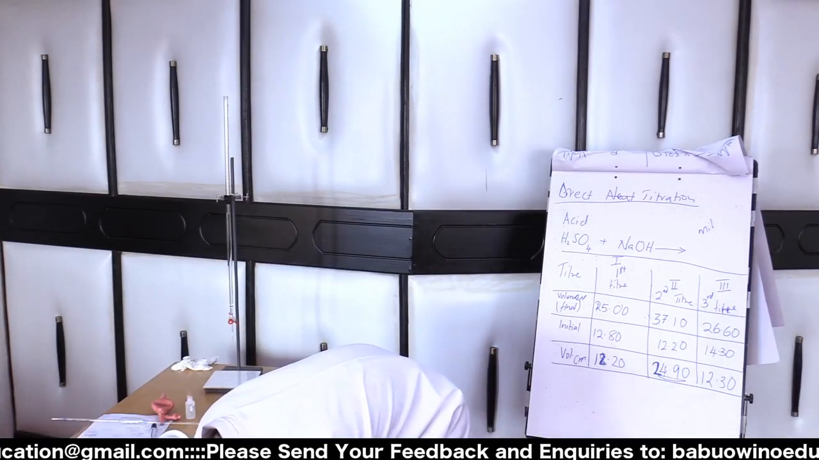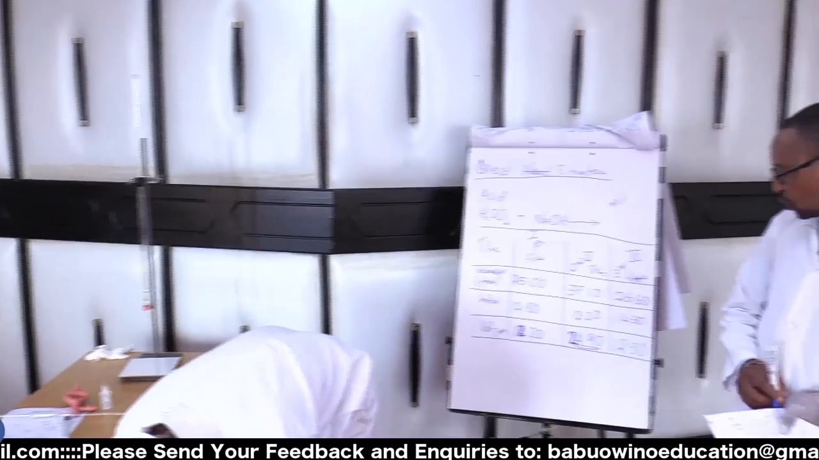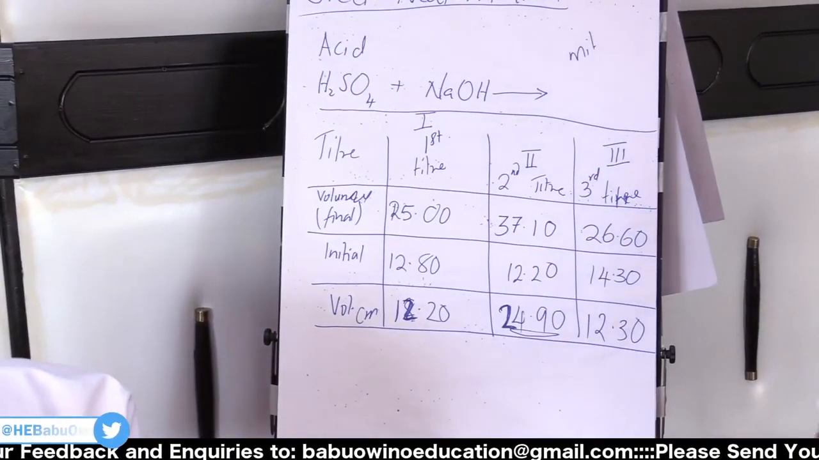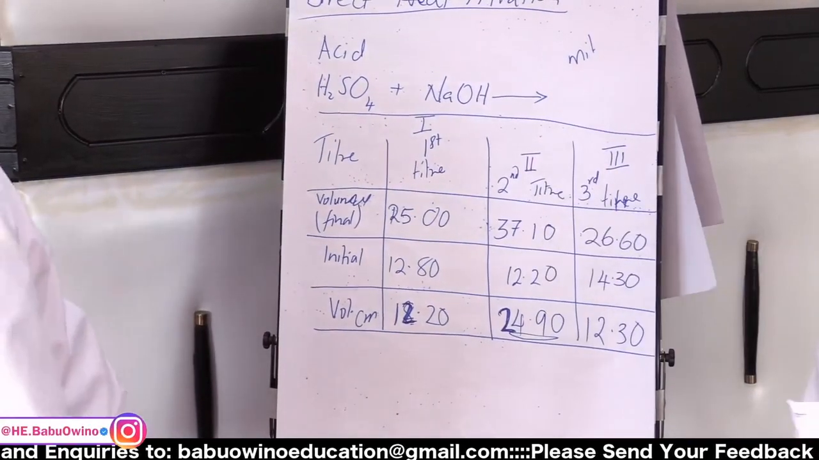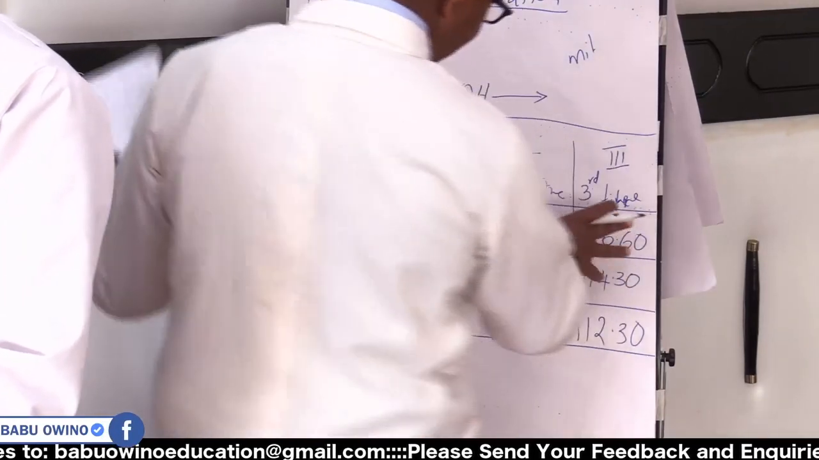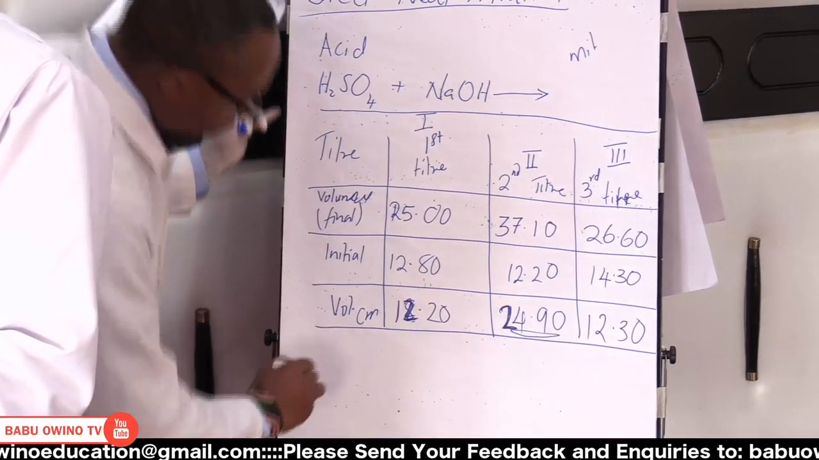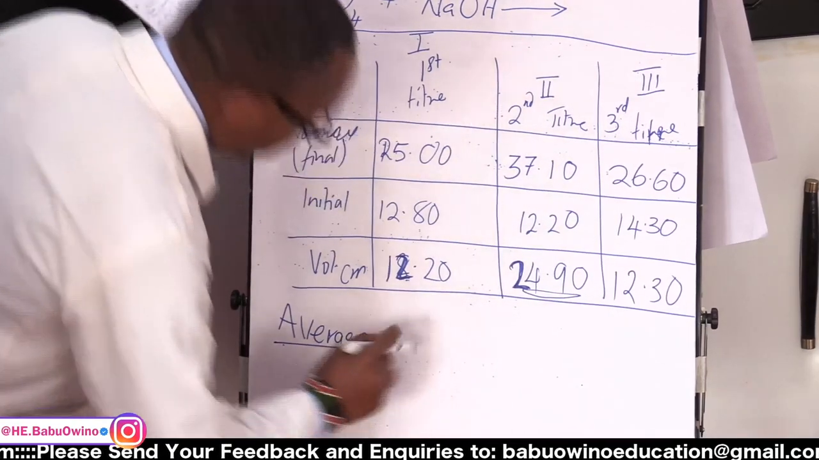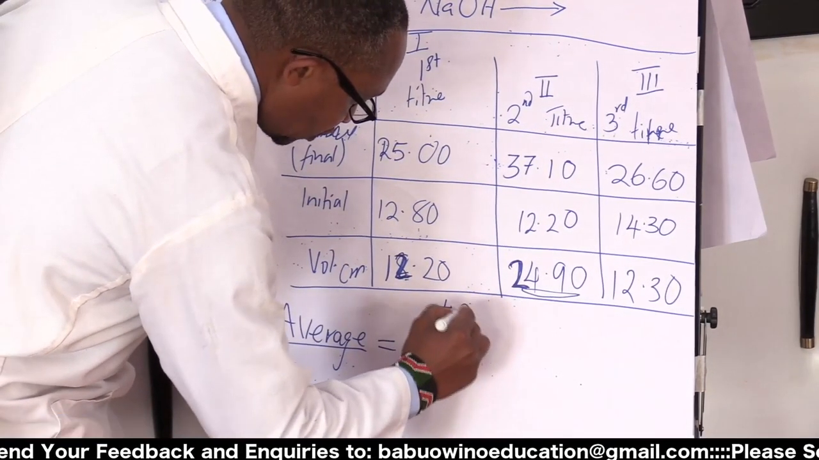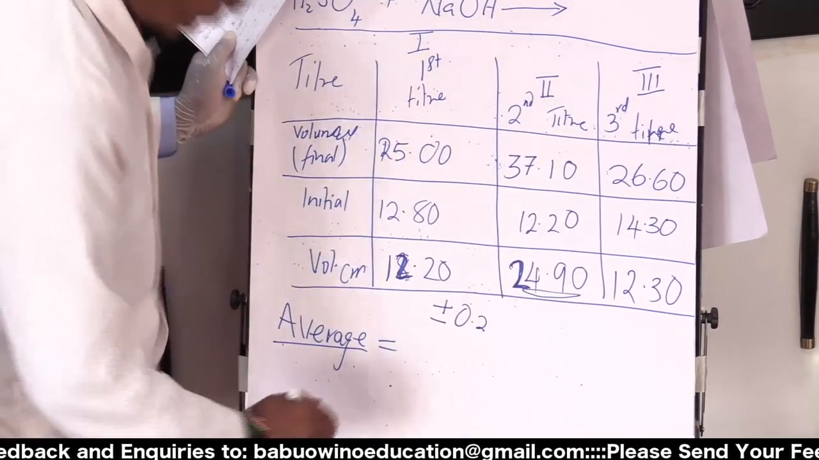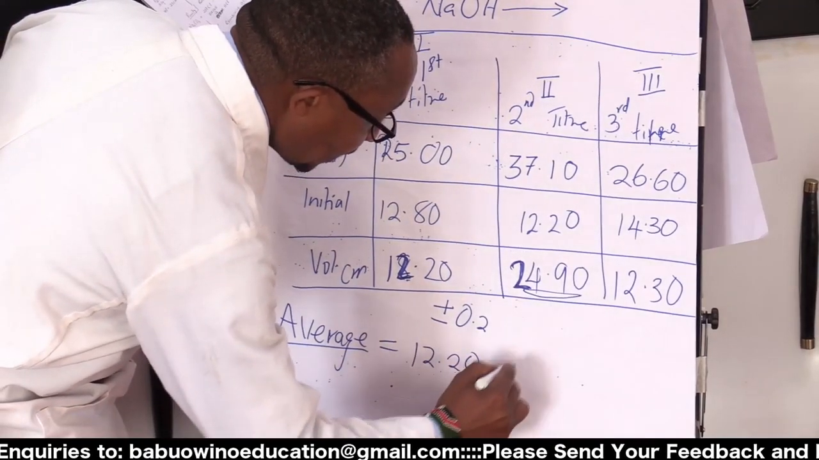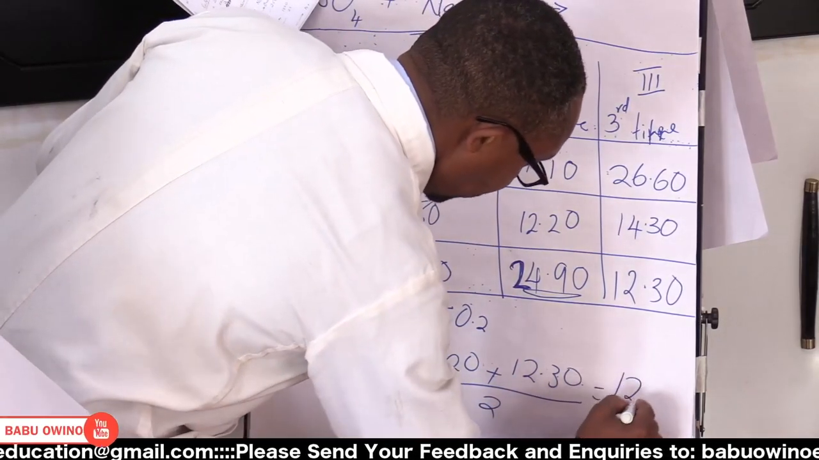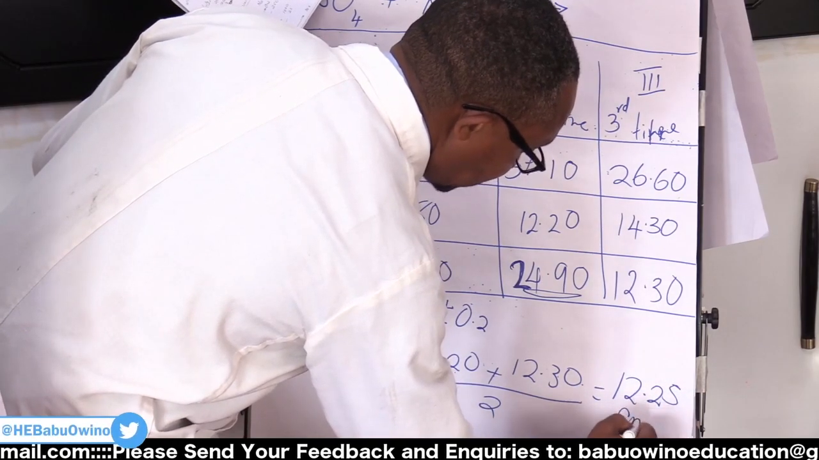So class, in this case, let us see which of these three is correct. One of these values is not correct. You find that this reading is almost double these other two. This tells you that this reading is inaccurate. It can never be. So when you are in an exam, you don't simply remove it. But when you're working out your average, you deal with those values that are plus or minus 0.2. So you discard this, and therefore you get 12.20 plus 12.30. This you divide by 2, and this gives you 12.25 centimeters cubed.